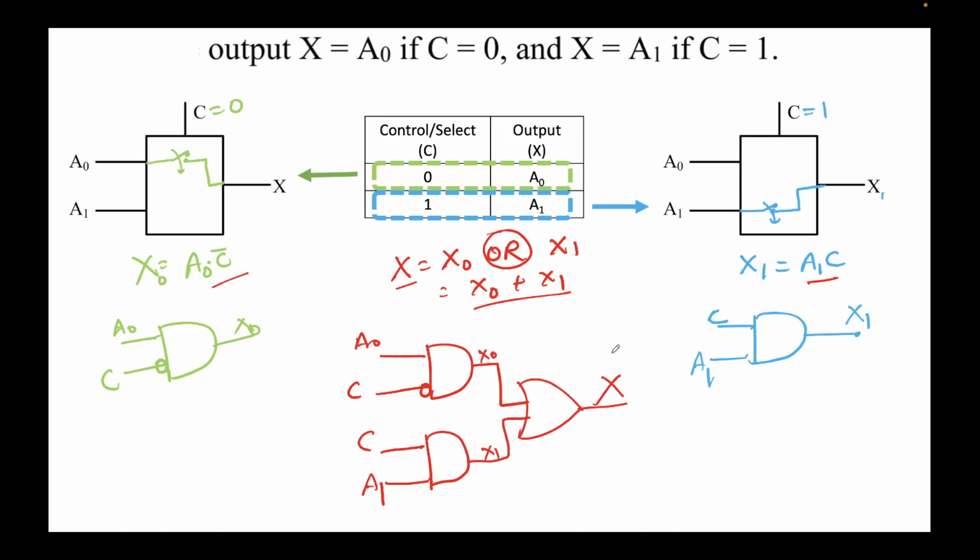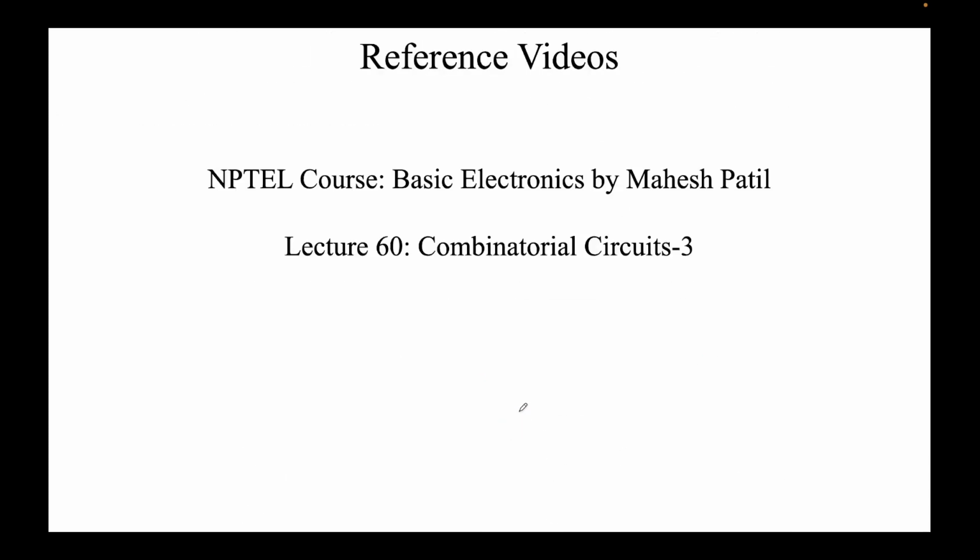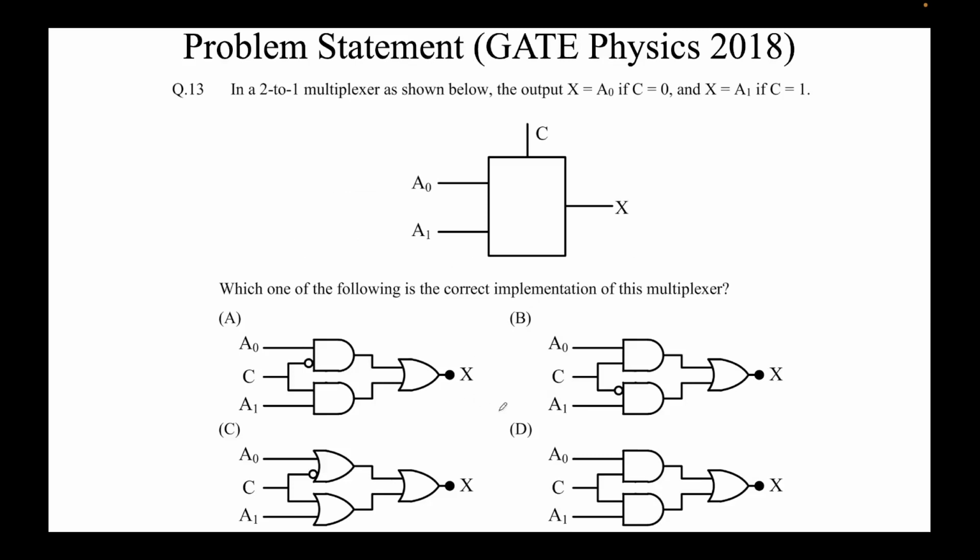So this is what's actually happening here. Just remember the form of the circuit. a0 and a1 are not inverted, and we have two AND gates and one OR gate. When a0 is the input, the c is inverted. So a is our correct option for this multiplexer.